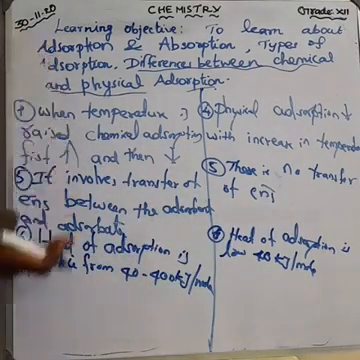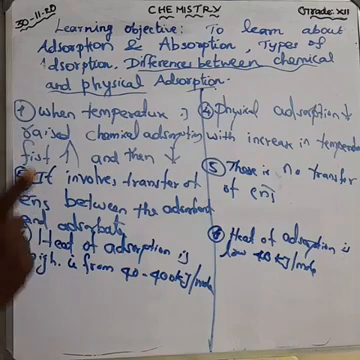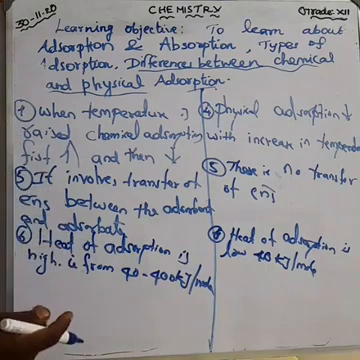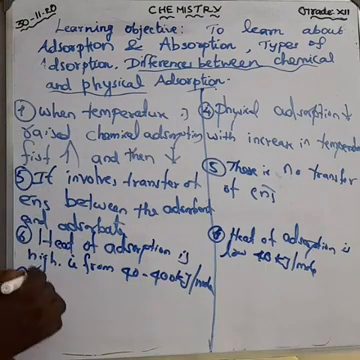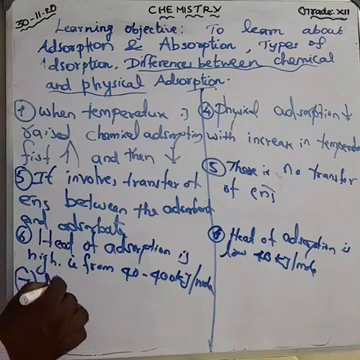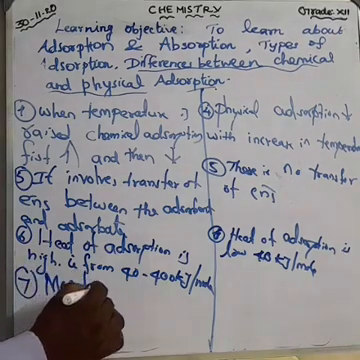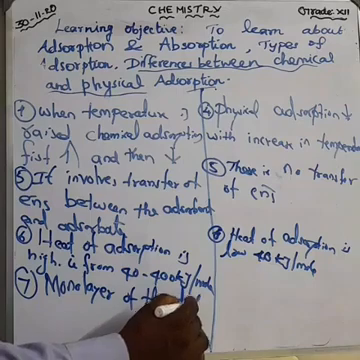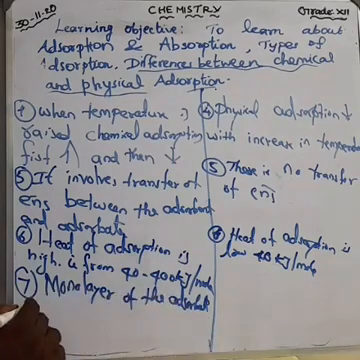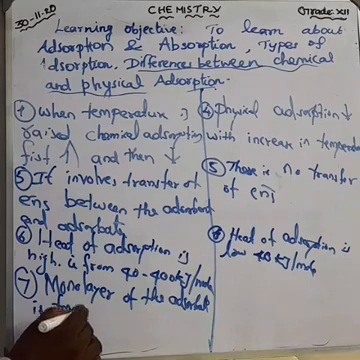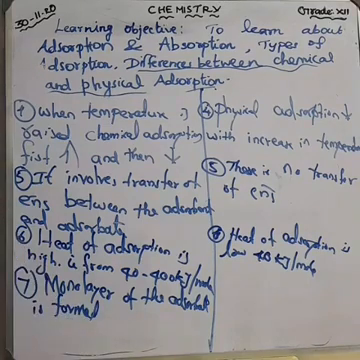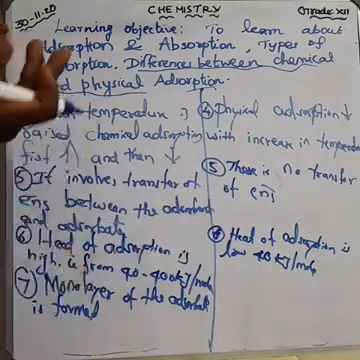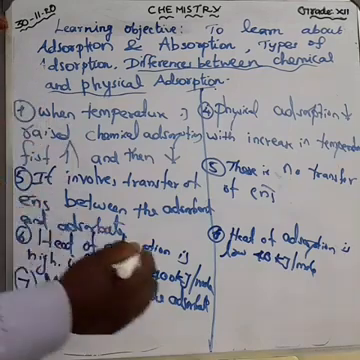And about the chemical adsorption, there is only one layer. We can say monolayer. Okay, a monolayer of the adsorbate is formed. This is another point. In physical adsorption, the layer is not only one layer, it is multilayer. Multilayer means many layers.